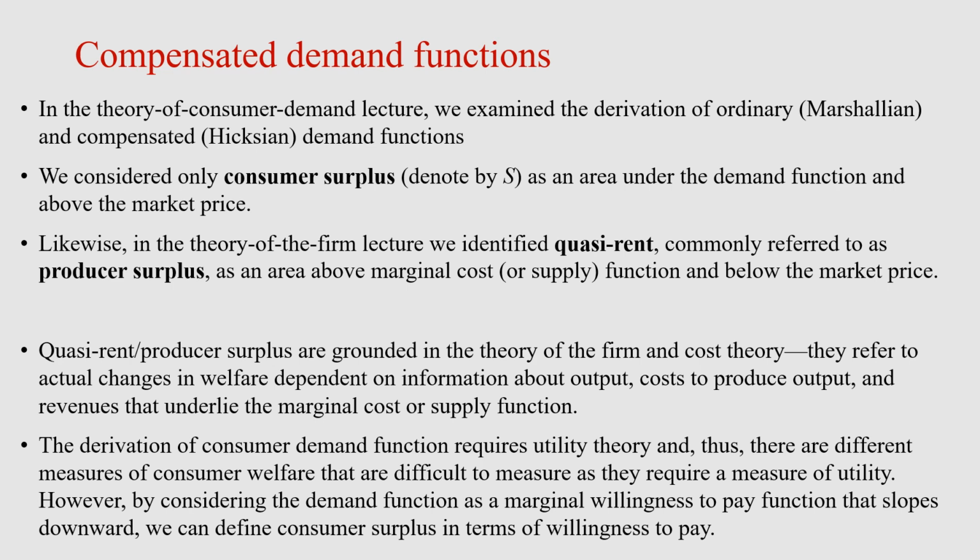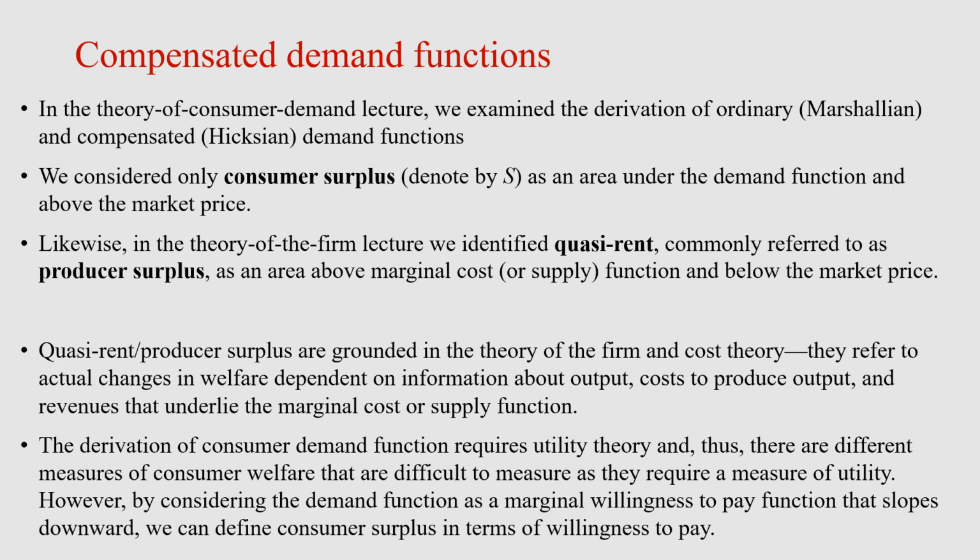Likewise, in the Theory of the Firm lecture, we identified quasi-rent, which is commonly referred to as producer surplus, and I use these terms somewhat interchangeably. And we defined that as an area above marginal cost or above the supply function and below the market price. Now, when it comes to quasi-rent or producer surplus, we know that that's grounded in the theory of the firm and cost theory. There, the producer surplus refers to actual changes in welfare that are based on actual output, costs to produce that output, and the revenues that underlie the marginal cost or supply function.